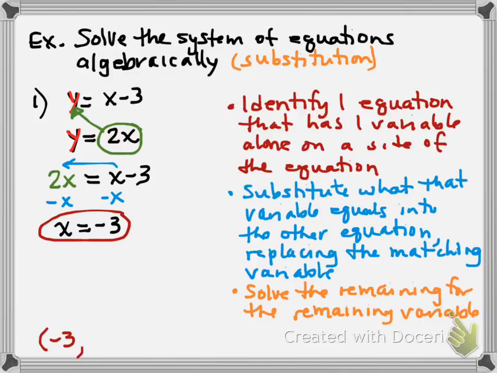Well, what's the name of this strategy we're using? Substitution. So guess what? We're going to do substitution again. This time, now that I know that x equals -3, I'm going to substitute it into one of the equations and figure out what y equals. Does it matter which equation?